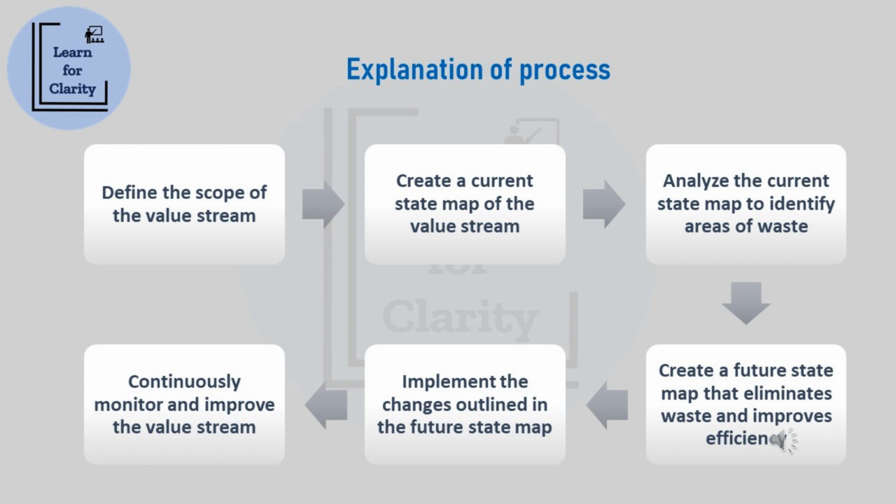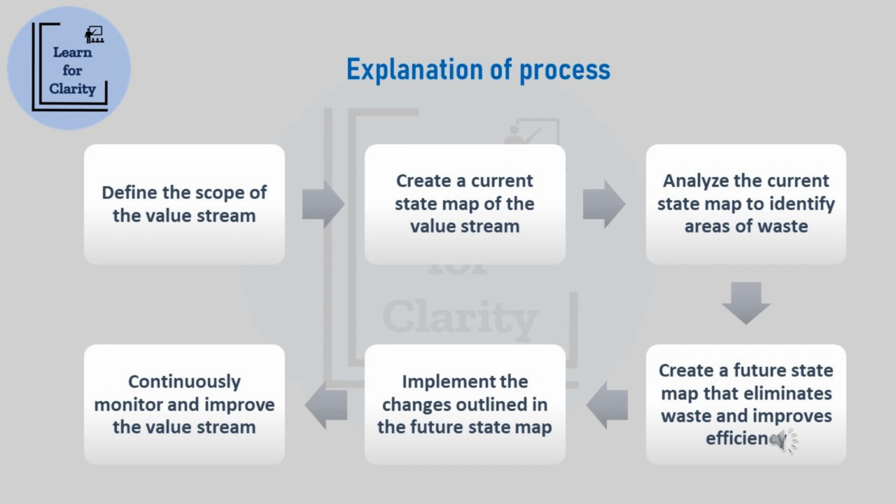Step 1. Define the scope of the value stream. This involves identifying the start and end points of the value stream and the processes, people, and resources involved in the value stream. Step 2. Create a current state map of the value stream. This involves mapping out the entire value stream from start to finish, including all the processes, people, and resources involved. This map will help you identify areas of waste and inefficiency.